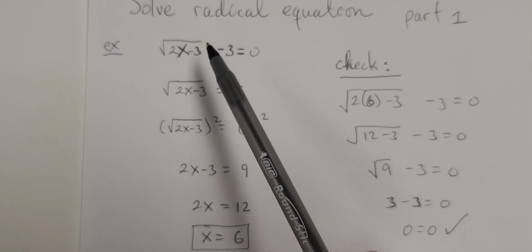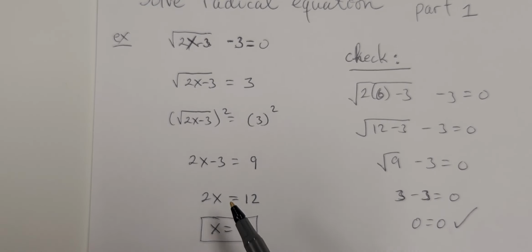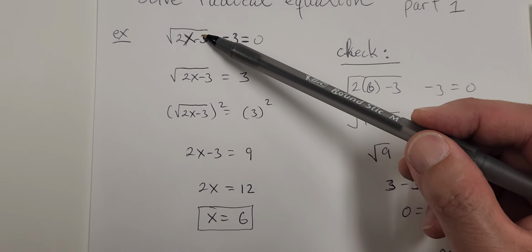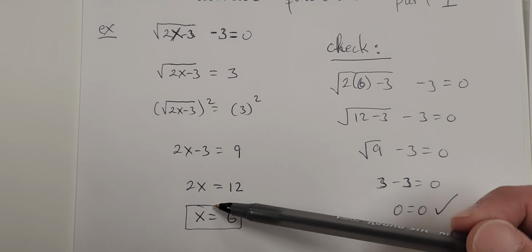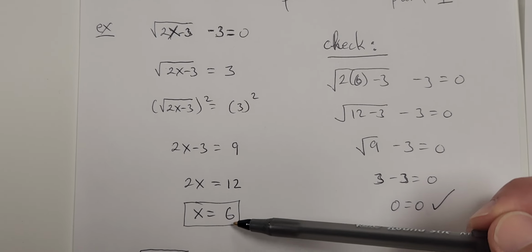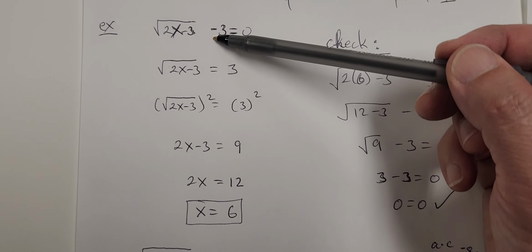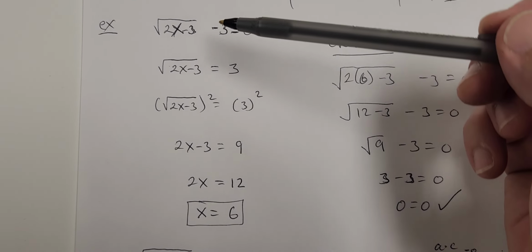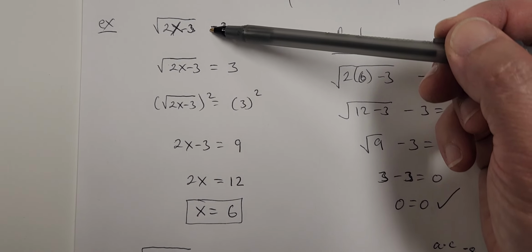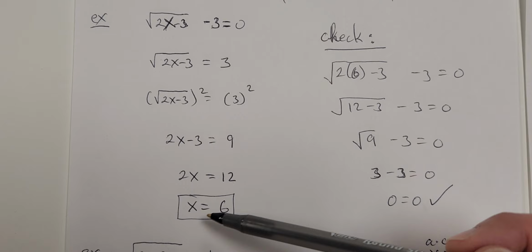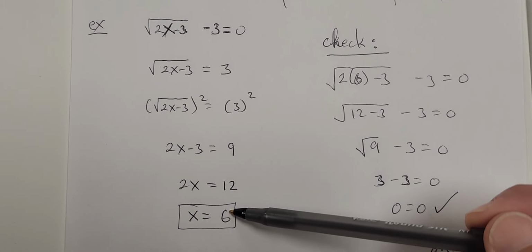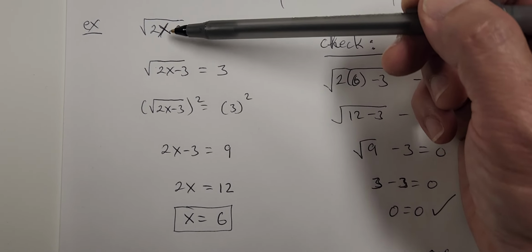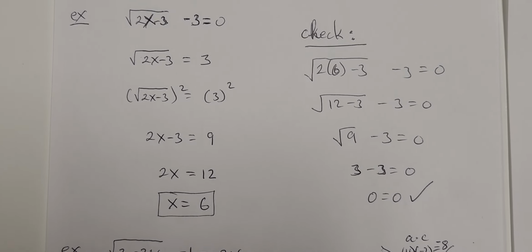However, because we are solving radical equations, we have to make sure that this answer is true. So we have to check by putting 6 back into the original equation. Wherever there's an x, you put 6 in to make sure that it's true or false.